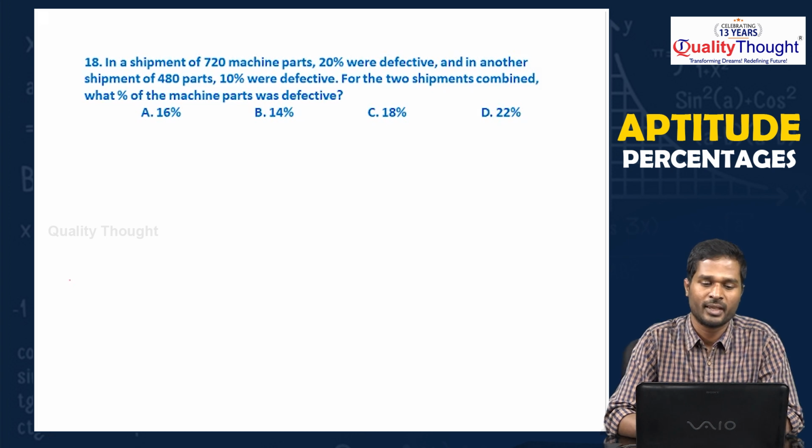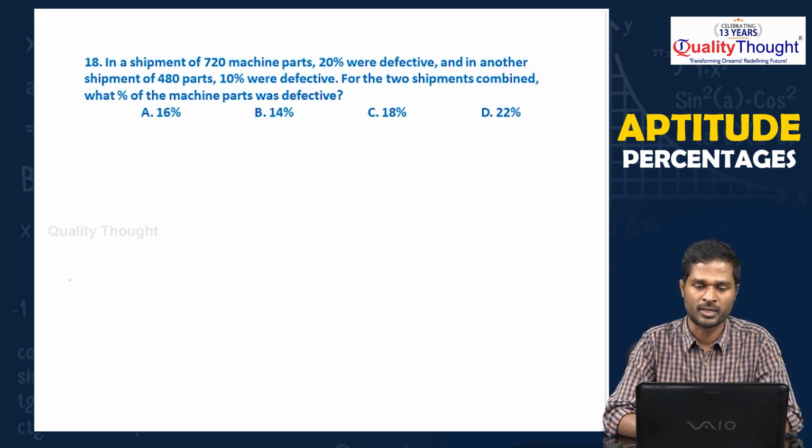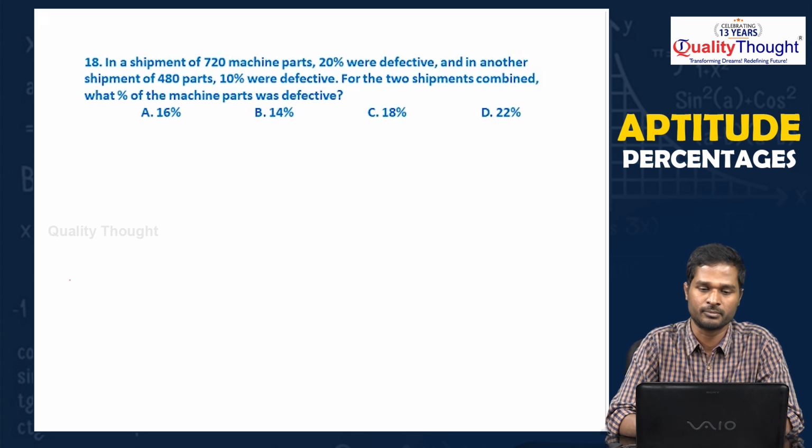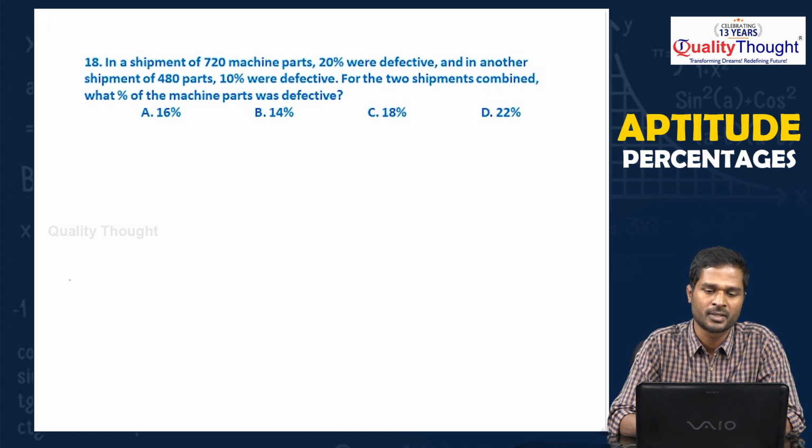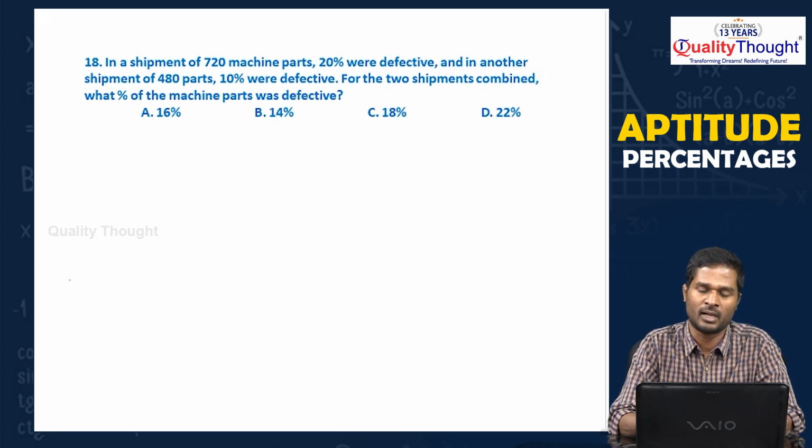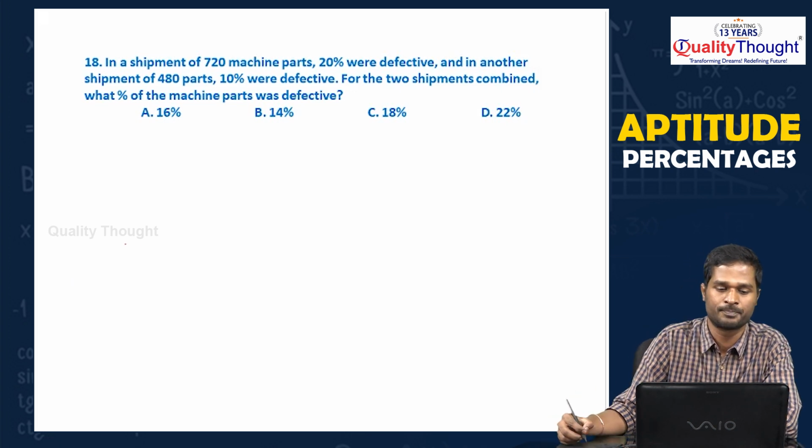See the question. In a shipment of 720 machine parts, 20% were defective, and in another shipment of 480 parts, 10% were defective. For the two shipments combined, what percentage of the machine parts were defective? See, simply we can add the two parts. What is the total number of machines? First add the total parts. Let's see the solution.